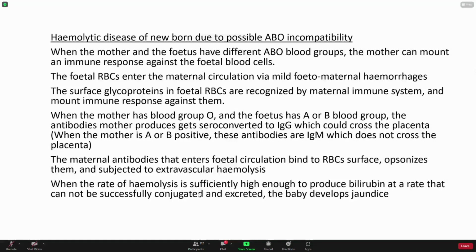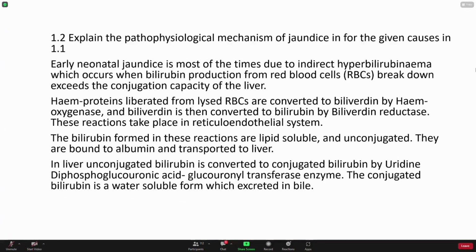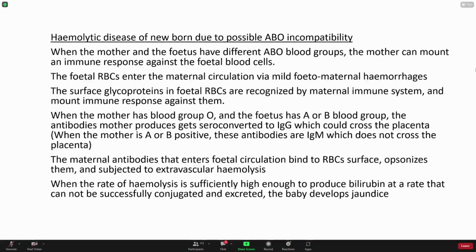So when the rate of hemolysis is sufficiently high to produce bilirubin at a rate that cannot be successfully conjugated and excreted, the baby develops jaundice, right? So probably that is what I would write for the hemolytic disease of the newborn due to ABO incompatibility. So next one, physiological jaundice, which is exaggerated by inadequate breastfeeding or dehydration. What would you write?